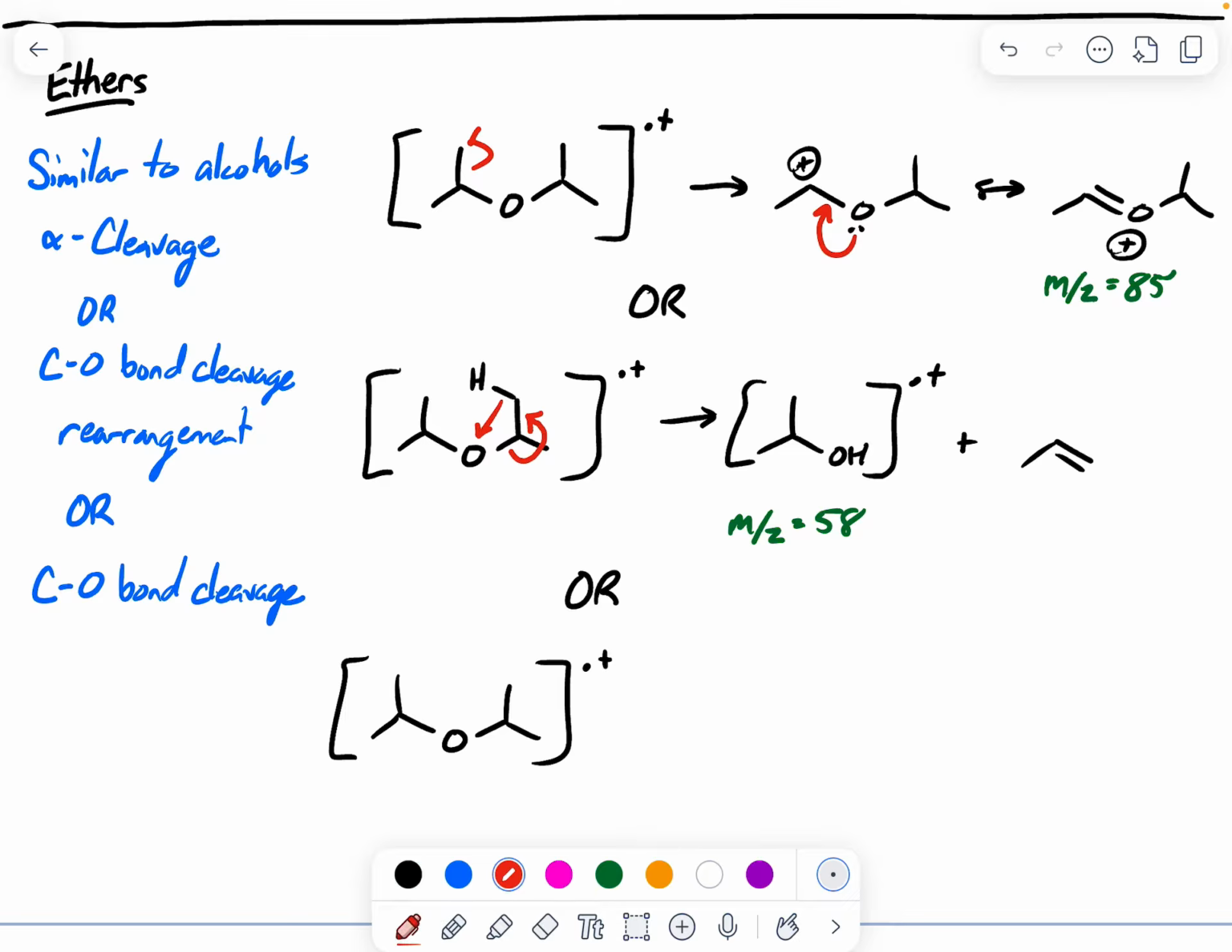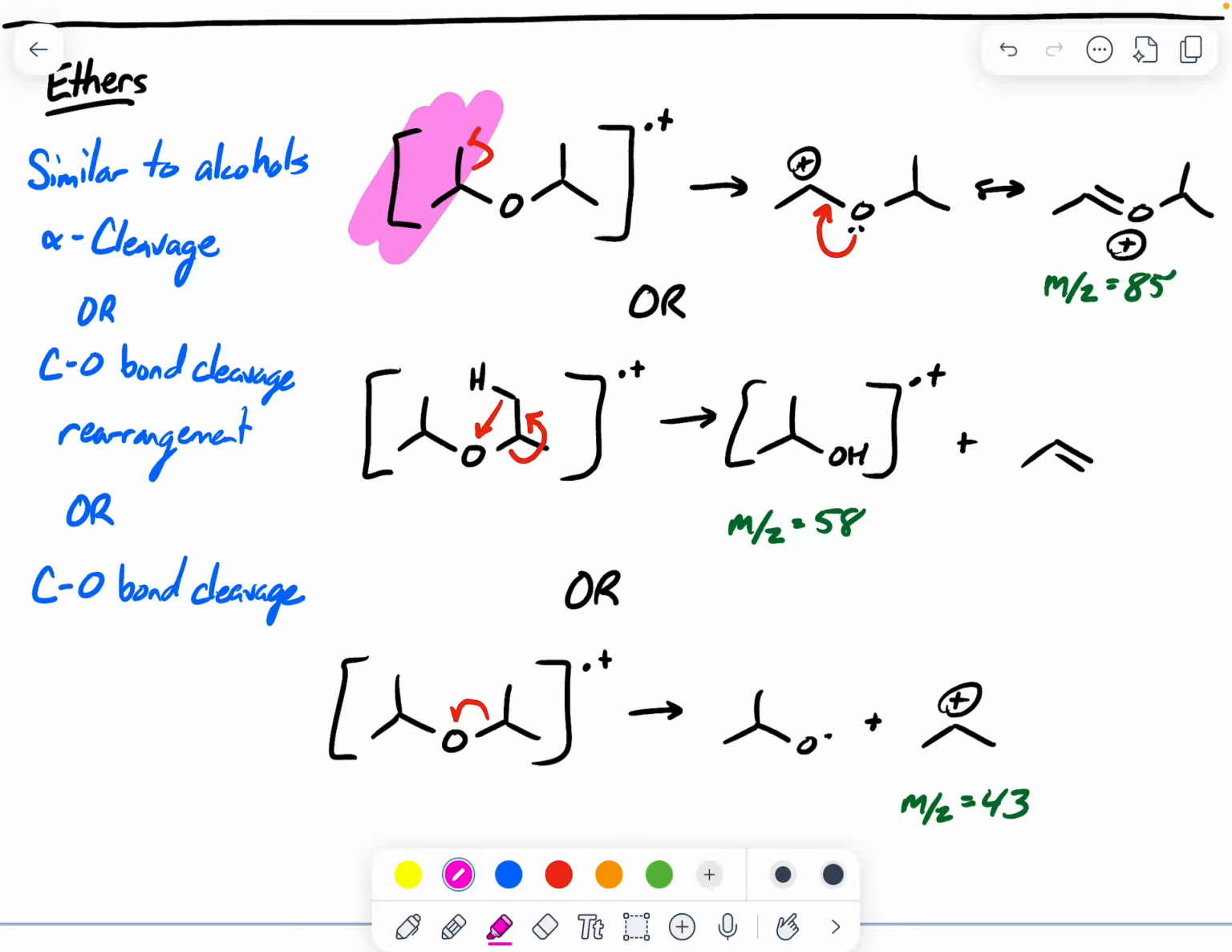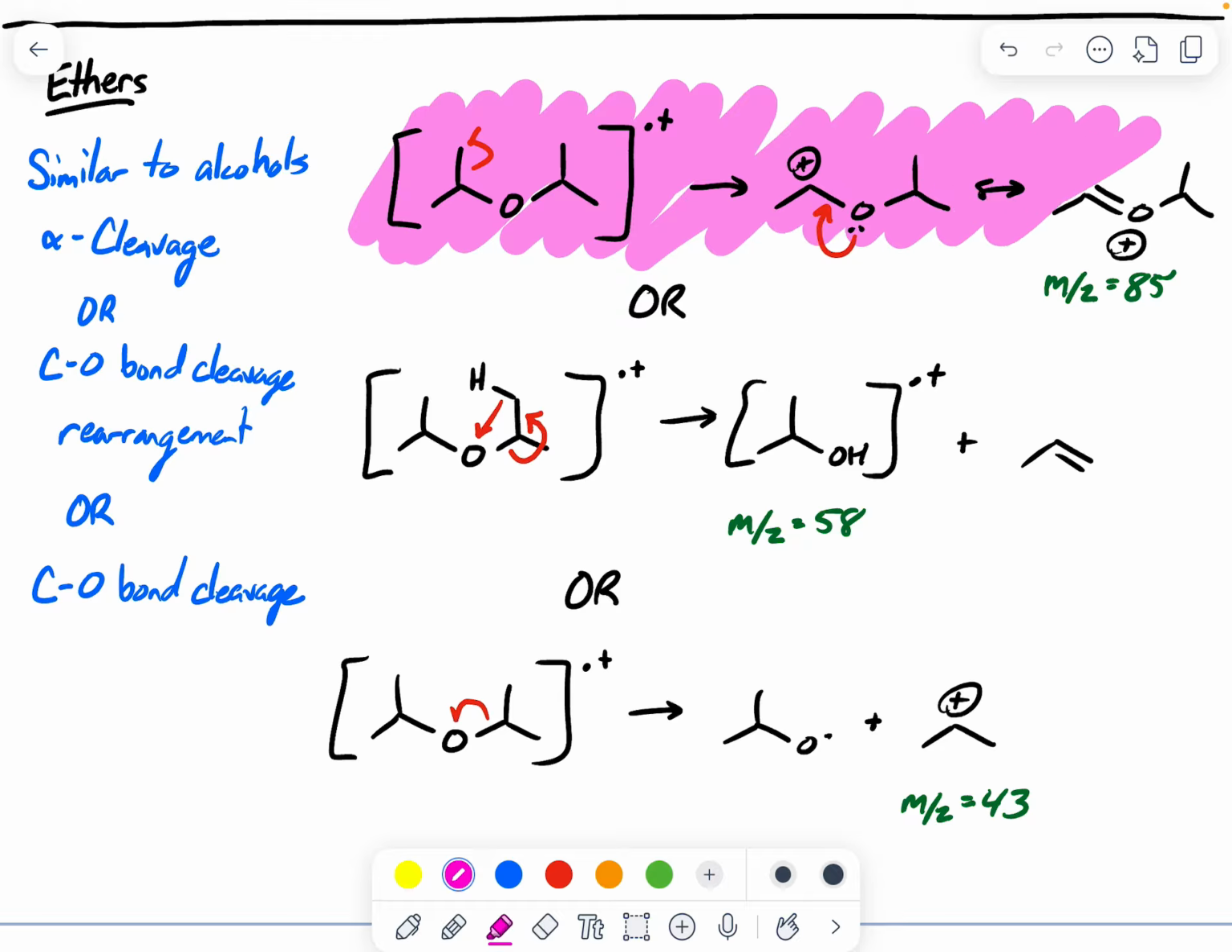And then lastly, we have the carbon-oxygen bond cleavage. Since oxygen is more electronegative than carbon, it's typically the one that's taking the electrons here. And so that gives us a radical oxygen alongside a cationic carbon. That gives us a little bit lower of a mass. So again, ethers are probably one of the most confusing sets here because it can do so much. But the big picture takeaway of these things is this top route right here, the actual alpha cleavage, this is typically your base peak in the spectrum.